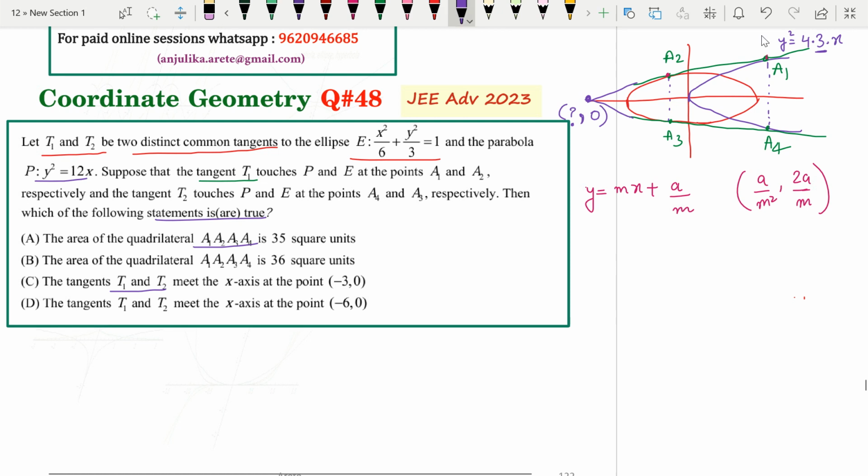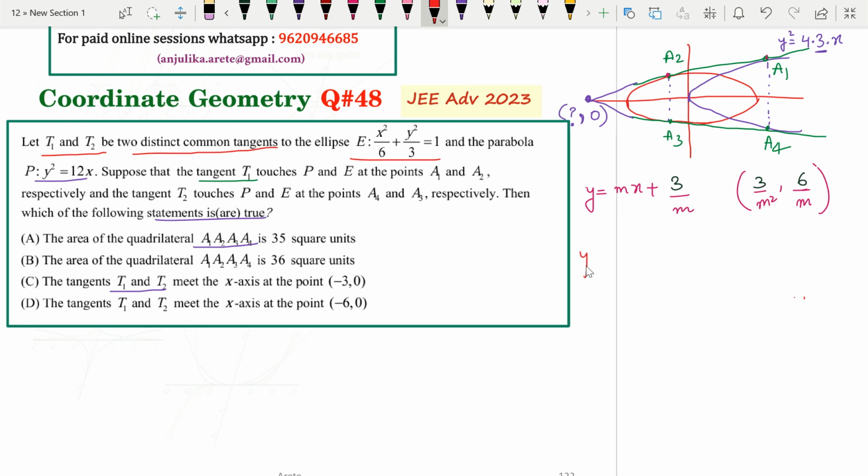Now for my situation, what is my a? My a is 3, right? So let's write 3 everywhere. This will be 6. So I'm going to write 3 by m, this is 3 by m square, this is 6 by m. We don't know m, right? Let's wait, because for the ellipse also we have to write the tangent.